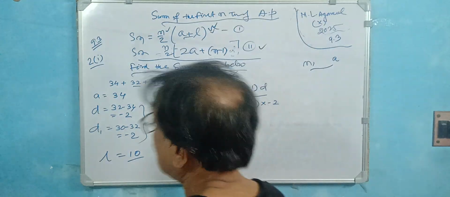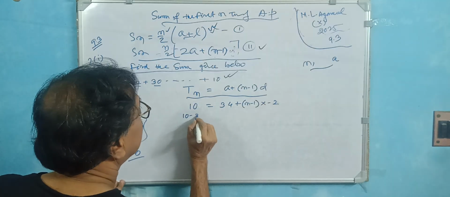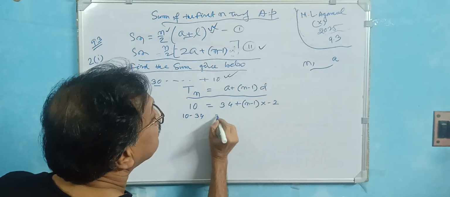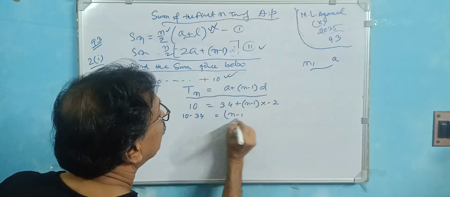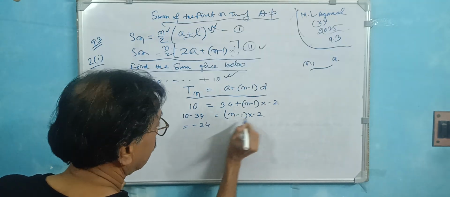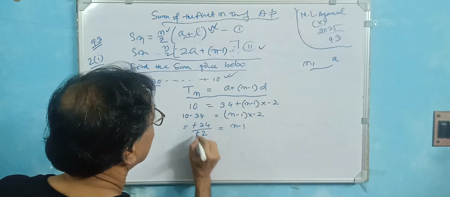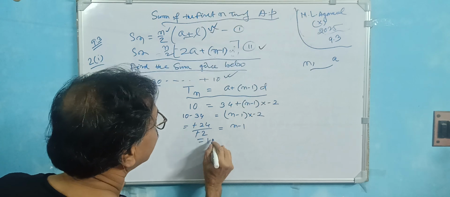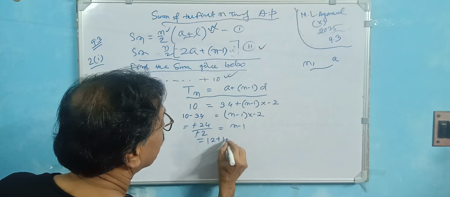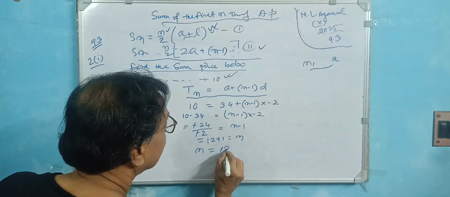Now, 10 minus 34 is equal to n minus 1 into minus 2. Here this is minus 24, this is minus 2, that is n minus 1, the minus cuts off. So this is 12, this is 1, so n is 13. n is 13.